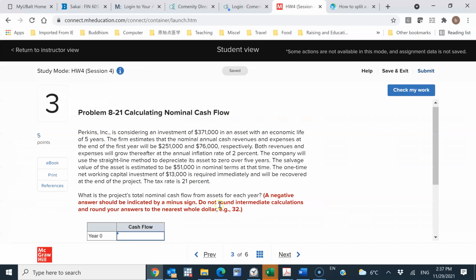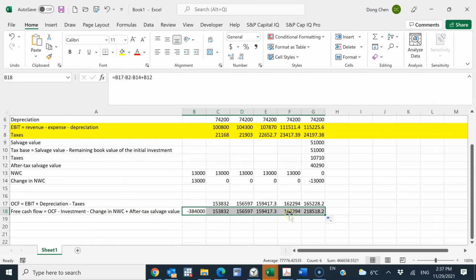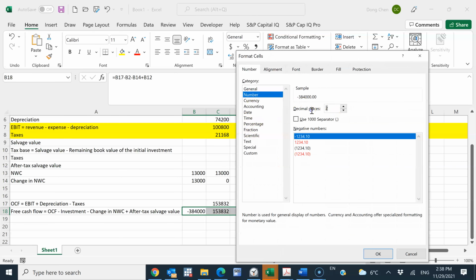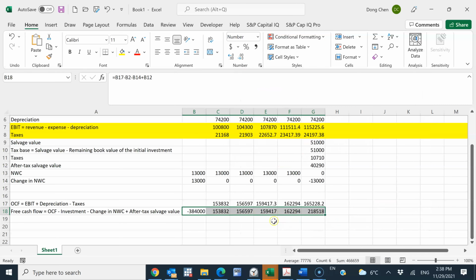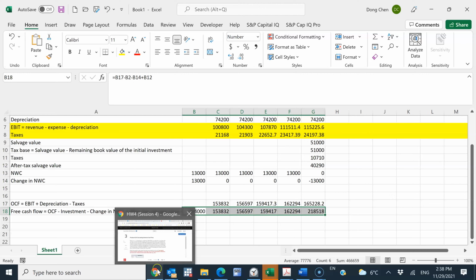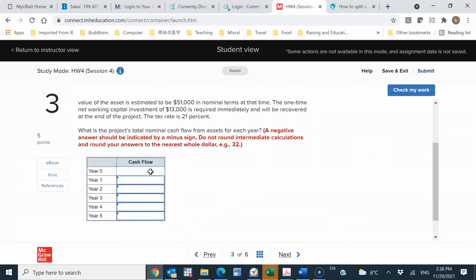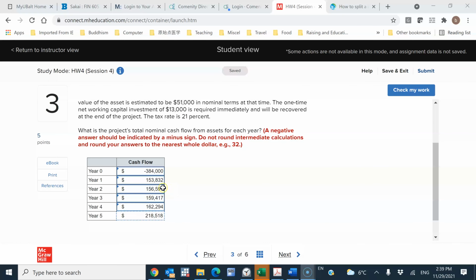And then going back to the rounding requirement, it asks us to round your answers to the nearest whole dollar. So I'm going to follow that and format the cells to keep 0 decimal places. And then the rest of the job is simply to put the numbers back into Connect. So I have done inputting all those answers back into Connect. Actually, you can see that I also followed the rounding requirement by putting a negative sign in front of the negative cash flows.